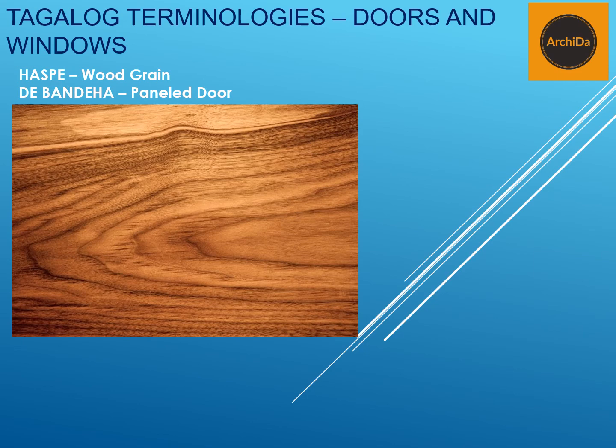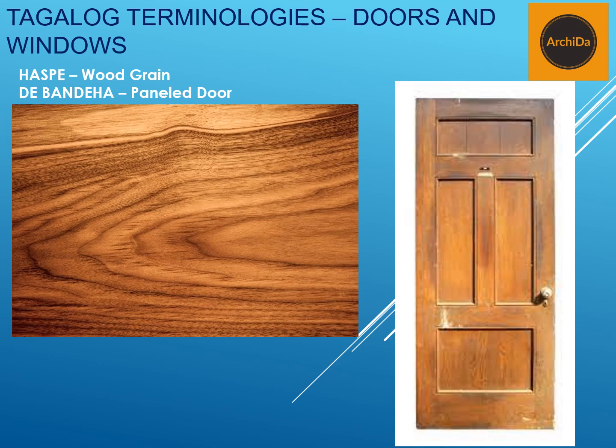Haspe is the wood grain, while the bandeja is a paneled door. In the olden days, all of the doors are paneled, meaning to say these are thick pieces of wood assembled together to form a door.